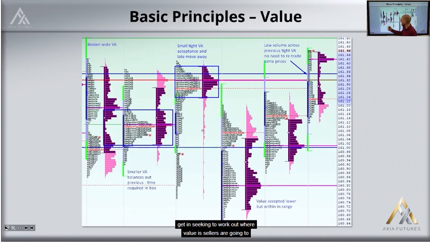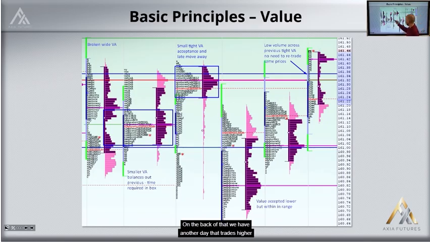But what you'll get in seeking to work out where value is, sellers are going to try and sell up here from this day, and they're going to try and buy down here. And this then creates trade in the middle. Even though we have deviated at one point higher and back, the market ultimately settles in the middle of this area. And so you will then establish value where there was previously no value.